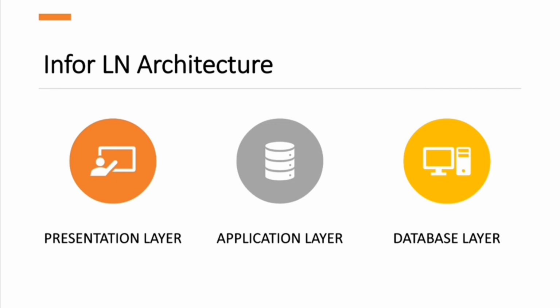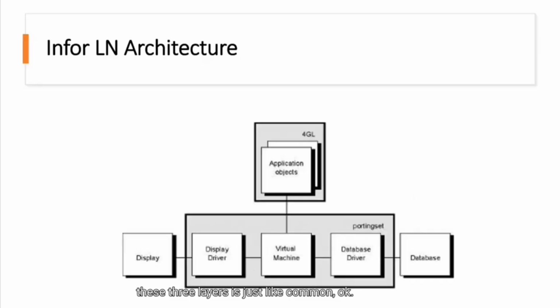Actually, for every software these three layers are common. Not only for Infor LN, but for every software, these three layers are common. I'll explain this Infor LN architecture in detail. Here you can see the LN architecture. The display is nothing but the presentation layer, this is the application layer, and this is the database layer.